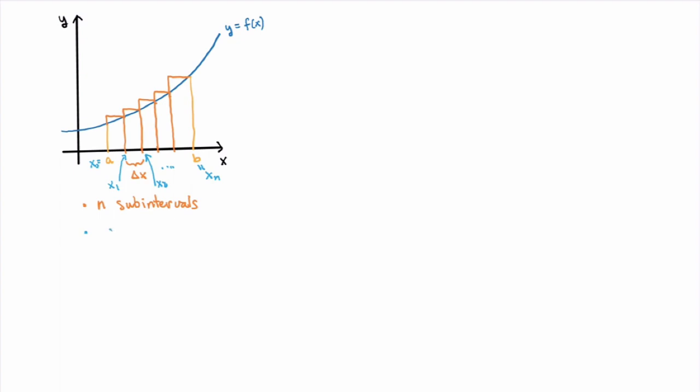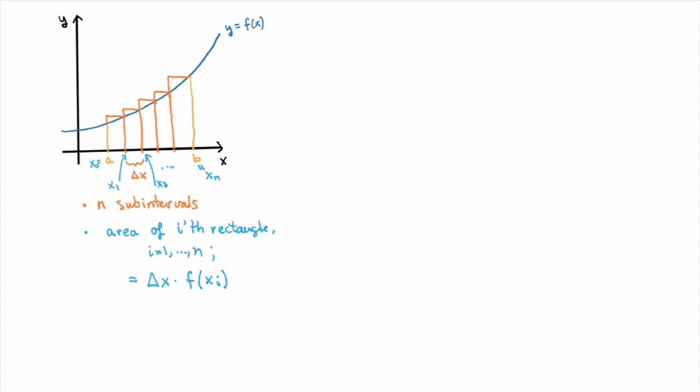So first, let me calculate the area of the, say, ith rectangle, where i can be anything from 1 to n, the number of rectangles. So what is this? This is width times height. So this will be equal to delta x times the height of the rectangle, which is the value of the function at the right endpoint of the interval, which is xi. All right, and then to get the approximation, I'll just add all of those up.